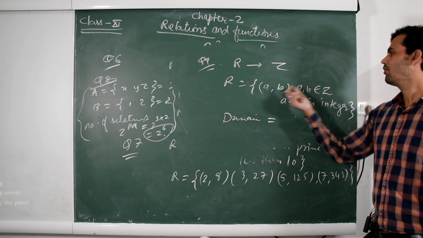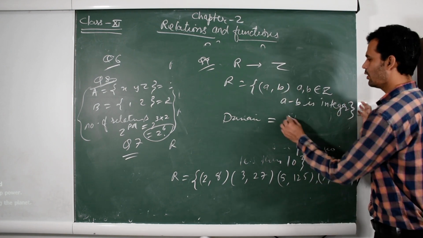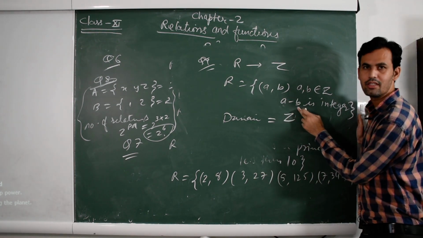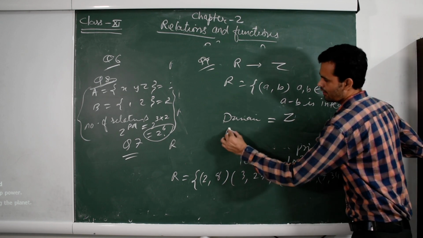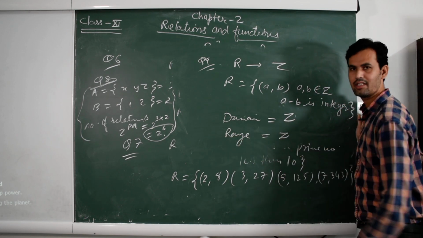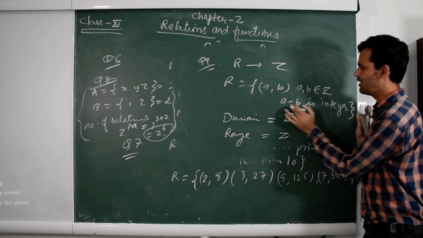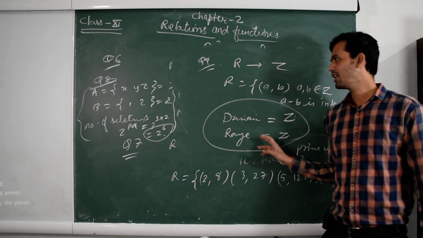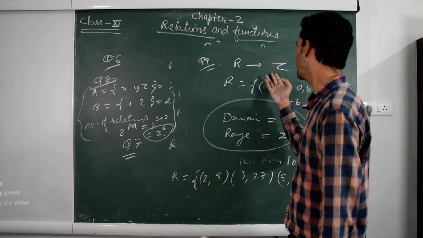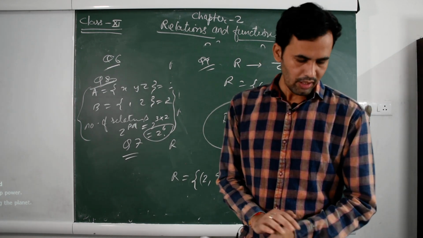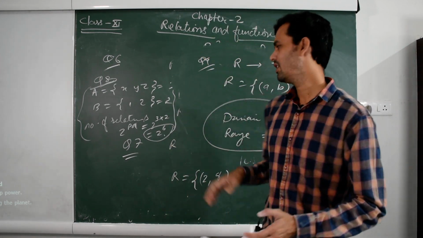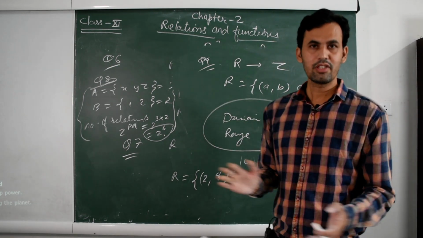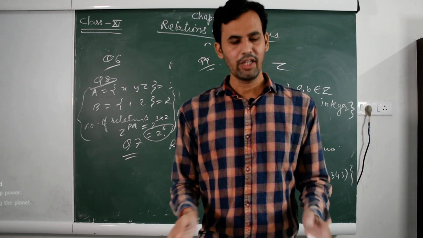So domain is, if a and b are both integers, then the domain is also integer. If we subtract an integer from an integer, then we get an integer, and range is also integer Z. Why? Because if we subtract a minus b, then we get Z. So these are the domain and range of question number 9, which is a relation of integers. So domain is Z, Z means integer, and range is also Z. So this is all about exercise 2.2. Okay, thank you.